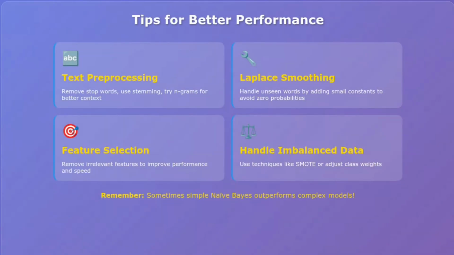Here are some tips to get the most out of Naïve Bayes. For text data, try different pre-processing techniques like removing stop words or using n-grams. Laplace smoothing can help handle words that don't appear in training data. Feature selection can improve performance by removing irrelevant features. And remember, sometimes the simple Naïve Bayes algorithm outperforms more complex models, especially with limited data.